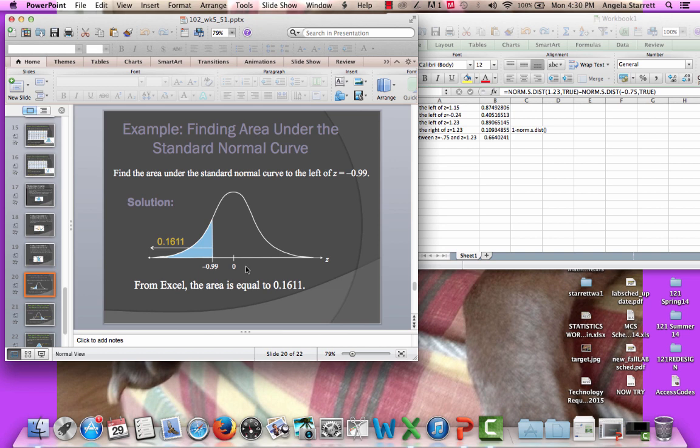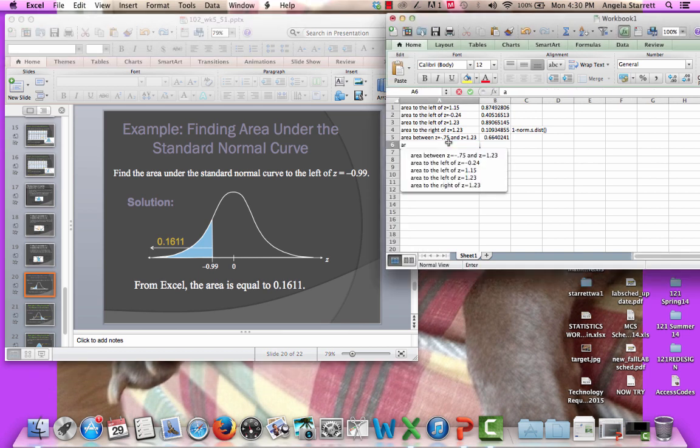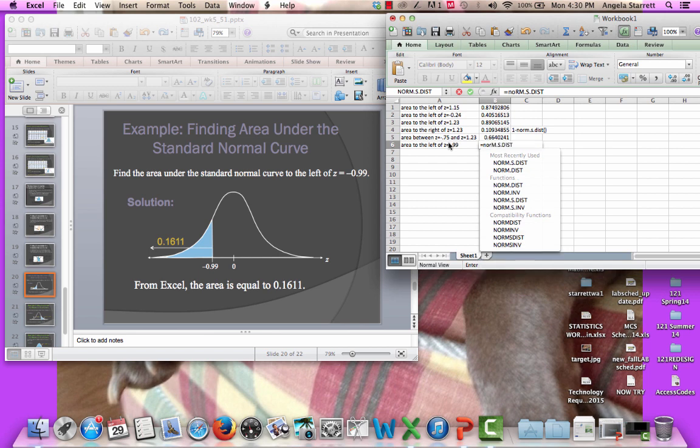All right, let's find the area under the standard normal curve to the left of z equals negative 0.99. All right, so we want area to the left of z equals negative 0.99. That's an easy one. That's a straight up to the left. So norm.s.dist, negative 0.99, always true, not pure. All right, and I get 0.1611, all right, as my area to the left.